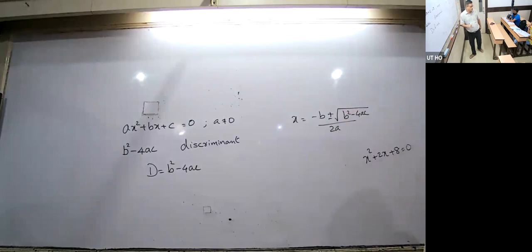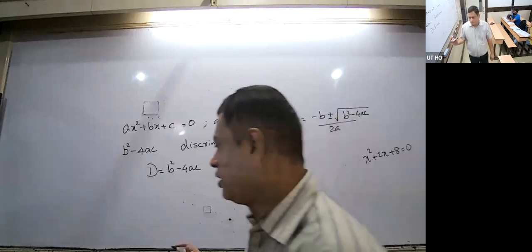What is the value of b square minus 4ac, Sahira? What is the value of a, b, c? A is 1, b is 2, and c is 8. What is b square minus 4ac? 2 square minus 4 into 1 into 8. 4 minus 32, minus 28. A negative has come. So that means here a negative will come, so the root of a negative number is not possible. Understood now?